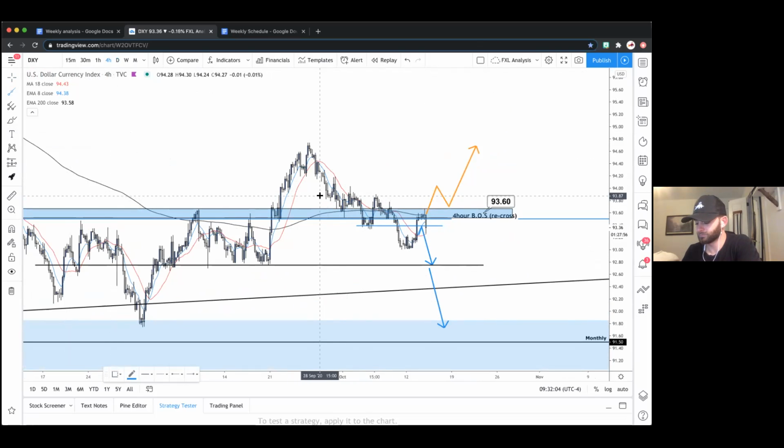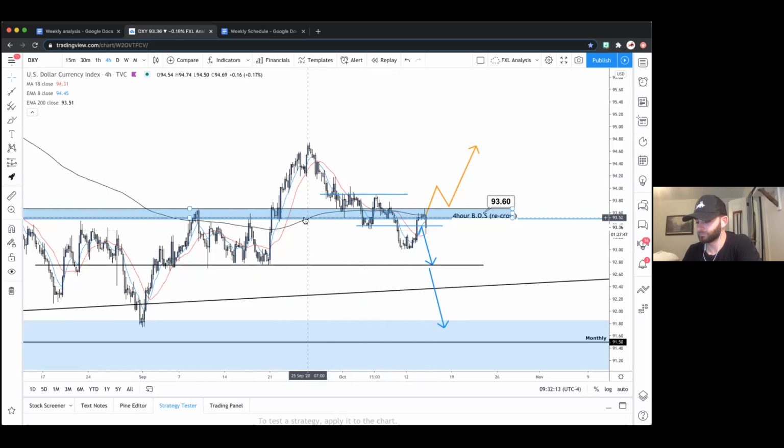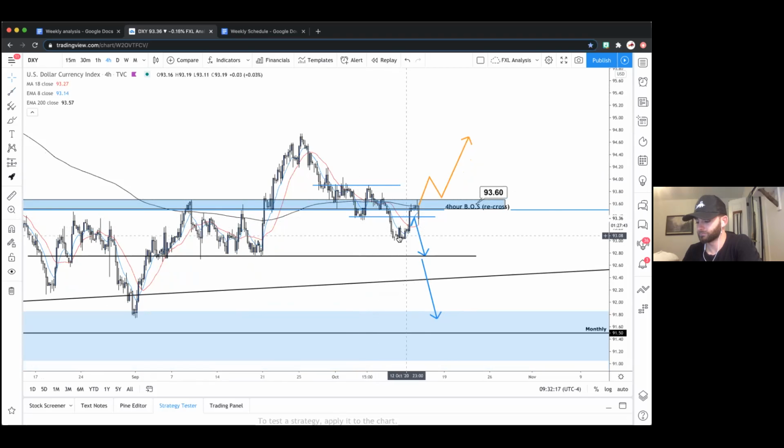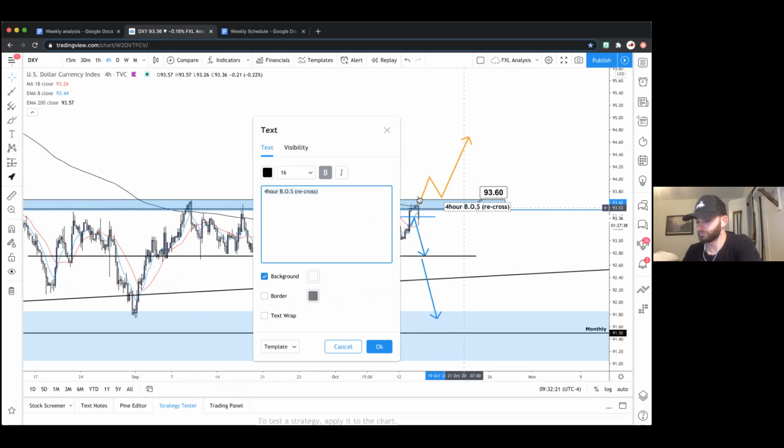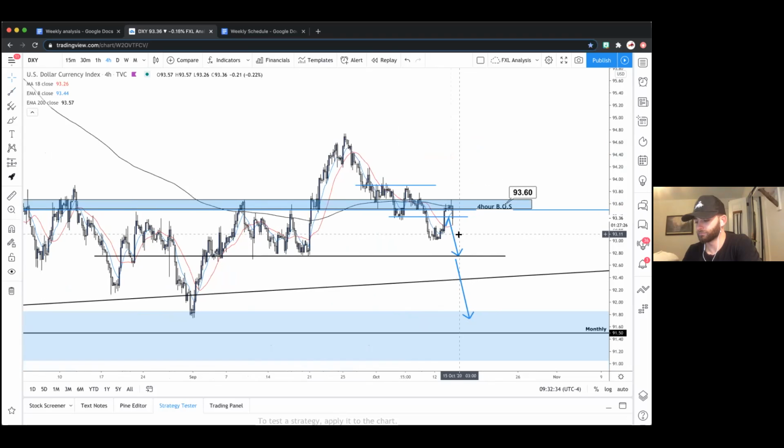It failed right in here, pretty much 93.9. Failed and then dropped back below what was resistance, testing it as support. It just broke lower, closed significantly into this range, pulled back. Now it's testing this 4-hour zone again. Let me get rid of this recross because this is just a 4-hour break now. Okay, so it's testing resistance right at 93.6. And we're bearish to start. That's definitely what we're looking at right now.